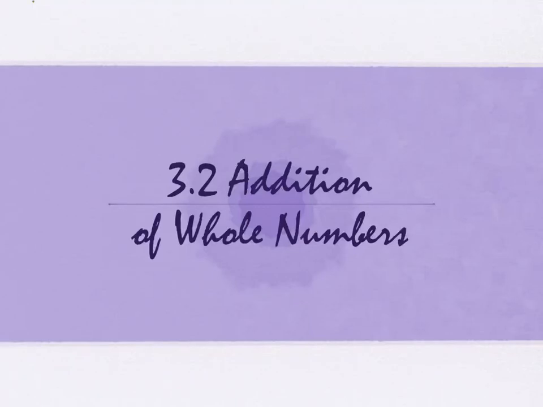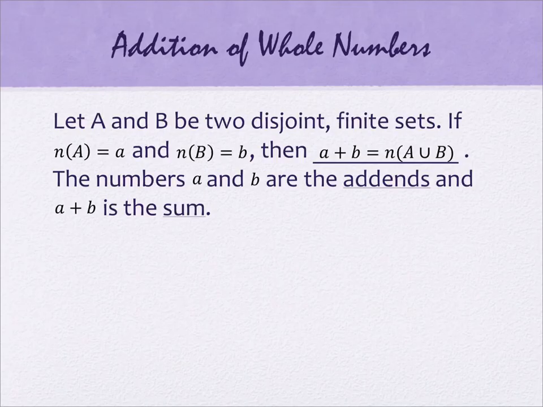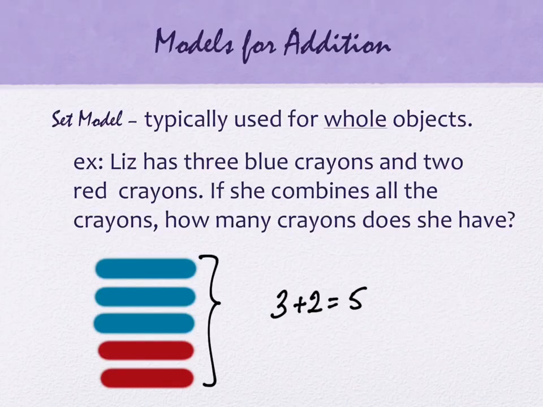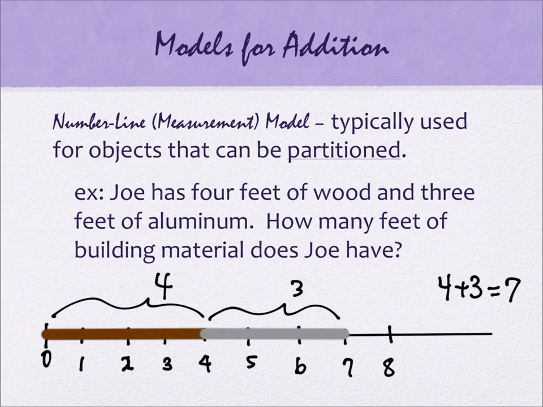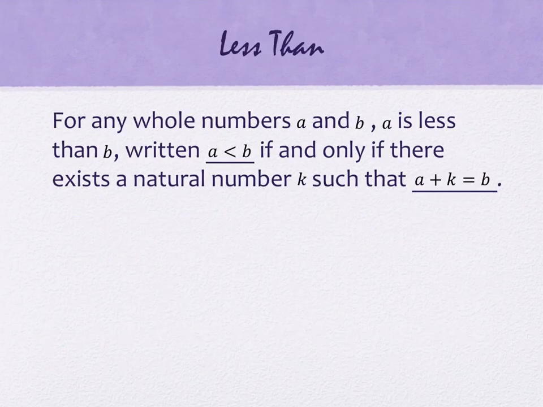We started section 3.2 last time, and we're taking a look at addition of whole numbers. We talked about the basics of what that looks like, and did a couple of models for addition, and then we stopped. So we're going to look at a little bit more terminology and some properties, and then we're going to look at some algorithms as well.